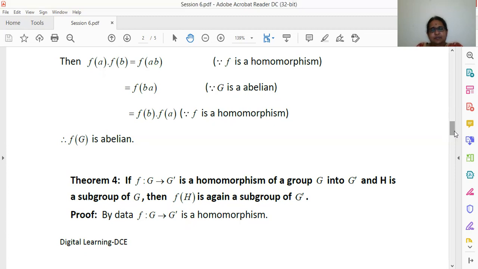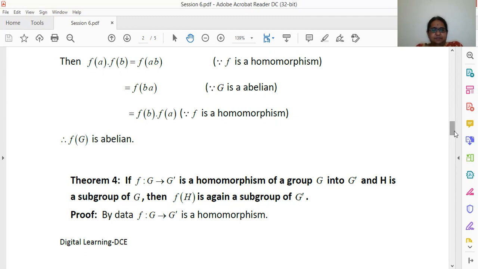It is a homomorphism means if you consider dot as the binary operation of G and star as the binary operation of G', then for any two elements a, b belonging to G, we should have f of a dot b is equal to f of a star f of b. If this condition is satisfied by f, then f is a homomorphism. And another thing they have given in the theorem is H is a subgroup of G.